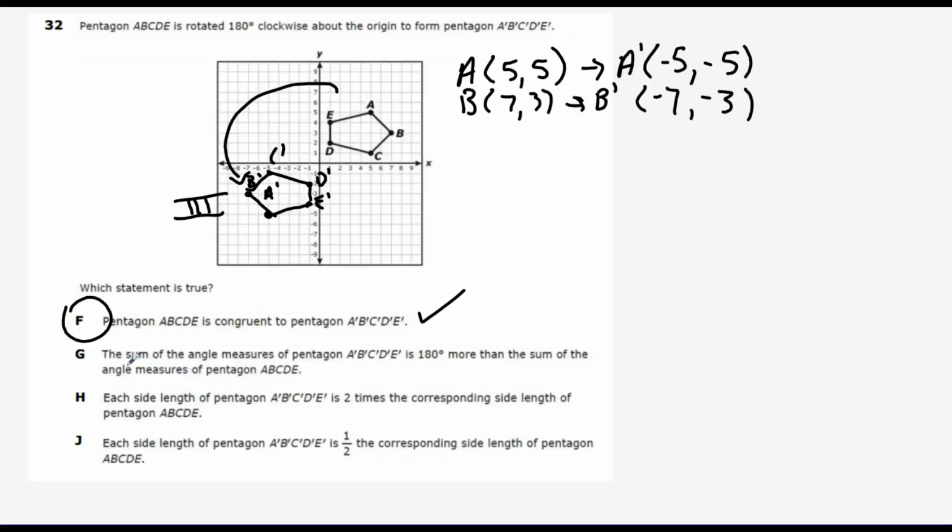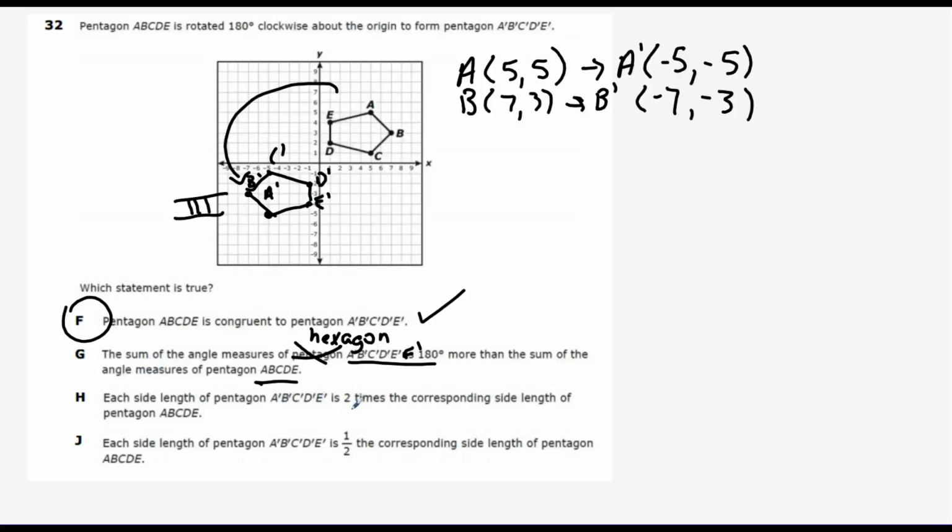Let's see. G, let me check these other ones just to see how wrong they are. The sum of the angle measures is 180 degrees more than the sum of the angle measures of the original. So this never happens. There's no transformation we've done in 8th grade that will add 180 degrees. The only way you can add 180 degrees is if our new pentagon had an extra side to it. And then it wouldn't even be a pentagon anymore. It would be a hexagon. The only way you can add degrees to a shape is you have to add more sides. And that is definitely not what happened here.